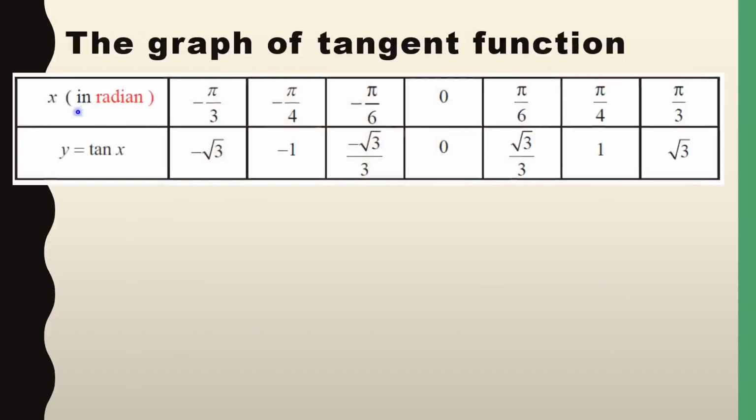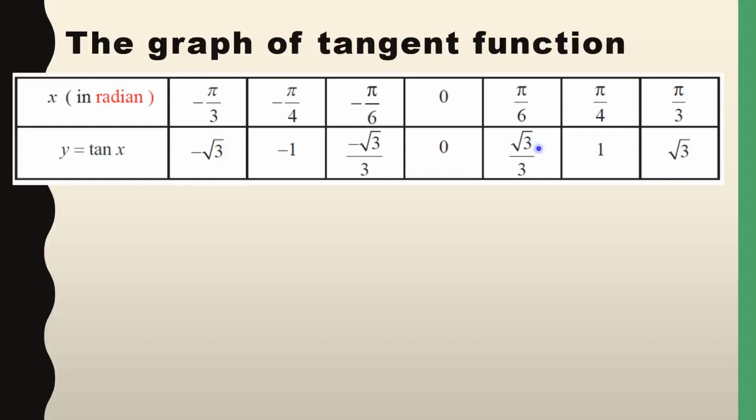Here x is given in radians. For 30 degree it is pi by 6, for 45 degree pi by 4, then for 60 degree pi by 3. Similarly, you have to take the negative values also. So tan 0 degree is 0, then pi by 6 means 30 degree, for that we have studied 1 by root 3.